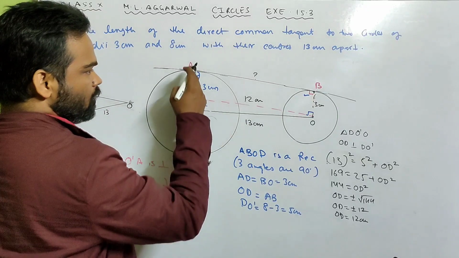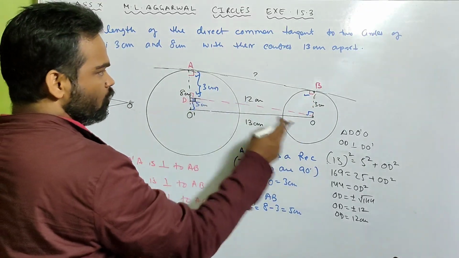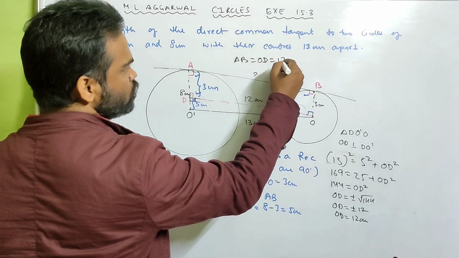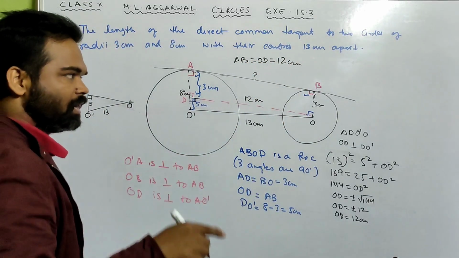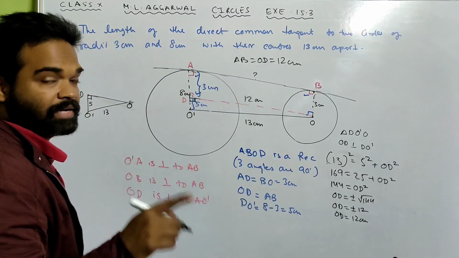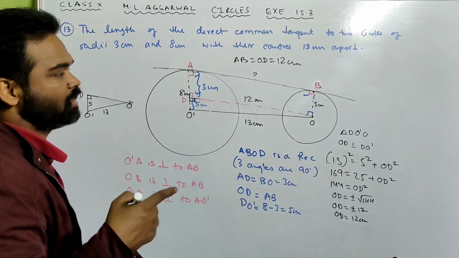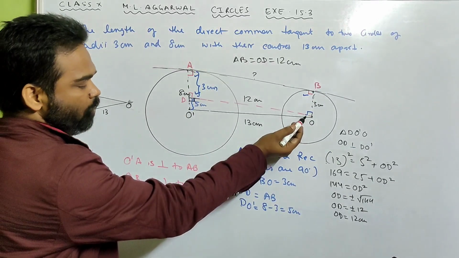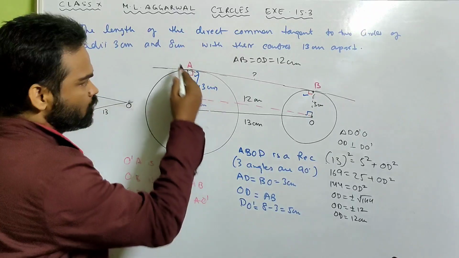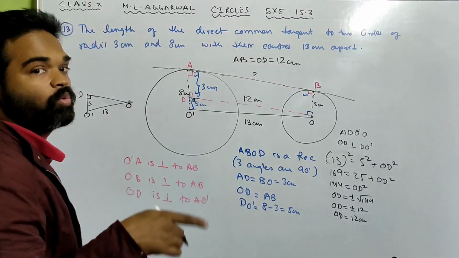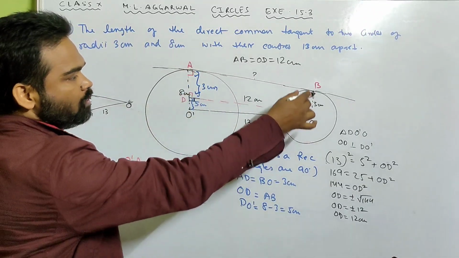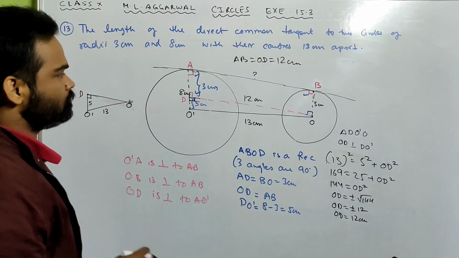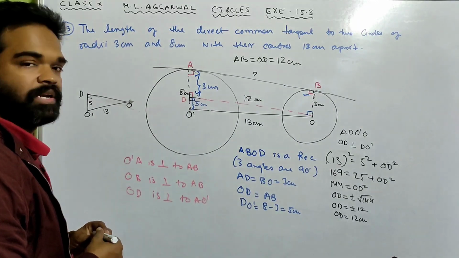And we know ABOD is a rectangle, which means OD and AB are the same. AB equals OD, which is 12 centimeter, which means the length of the common tangent, direct common tangent, will be 12 centimeter. Done. There was an important construction: from O you need to drop a perpendicular on AO dash. Then this becomes a rectangle. Okay. Chalo, we'll do number 14 now.